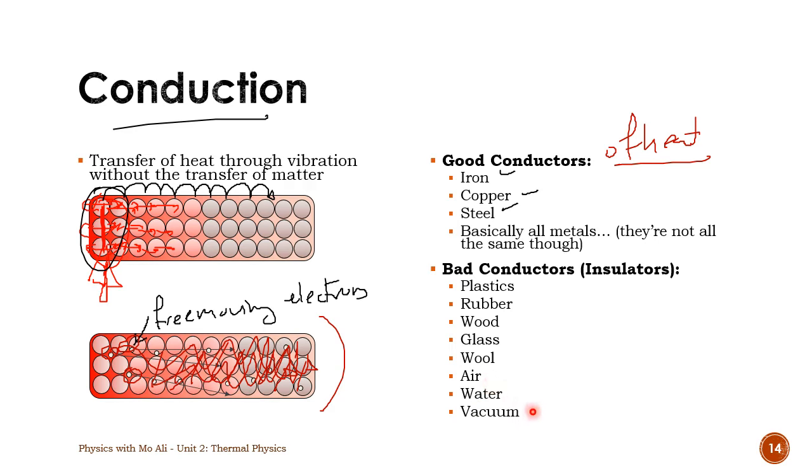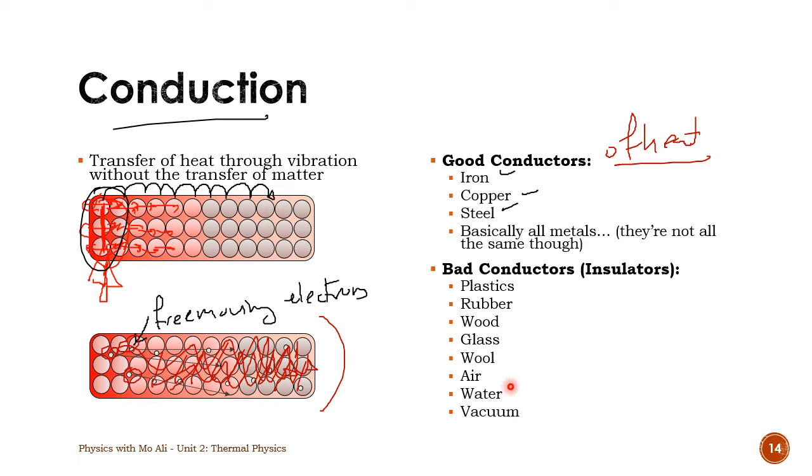A vacuum, however, is what we call the perfect insulator. It does not conduct at all because a vacuum has no molecules inside. There isn't even a single molecule to transfer heat, so we say vacuum is a very, very bad conductor, or the perfect insulator. Okay.